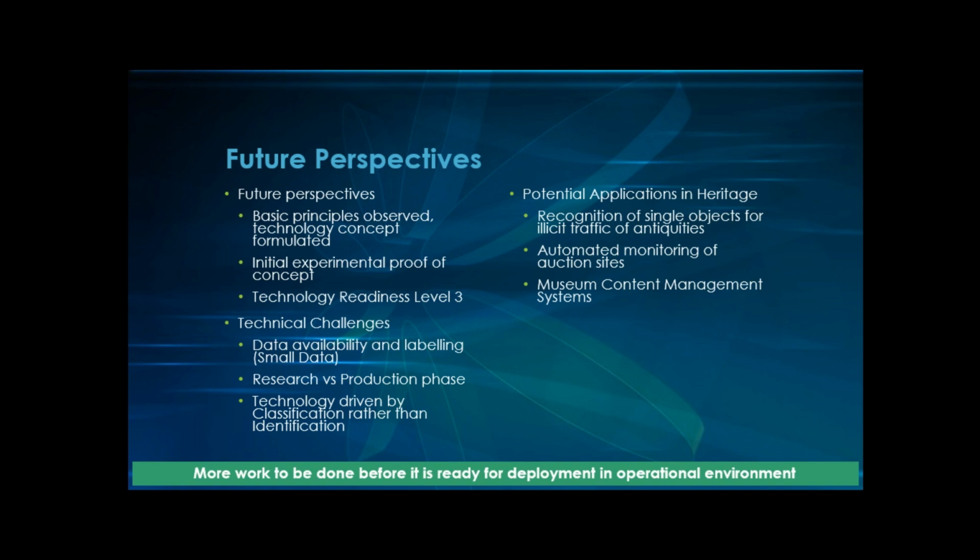However, I do think that there are some potential applications in heritage. I think that this is a good way of being able to automate recognition. If you're starting to run into issues with illicit trafficking on, say, eBay or other online auction sites, rather than having someone going there and manually watching it, you're going to want to develop tools like this to automatically flag illicit material. It also has some capability within museum content management systems.